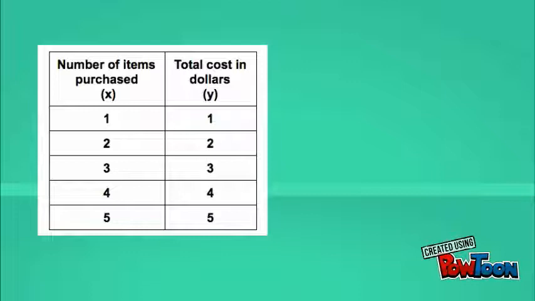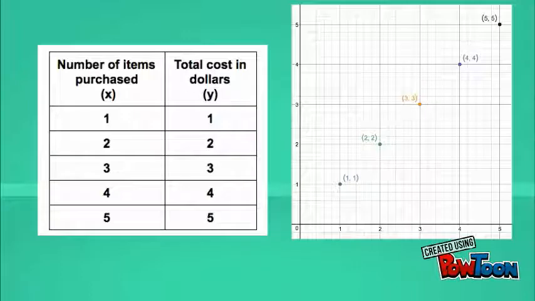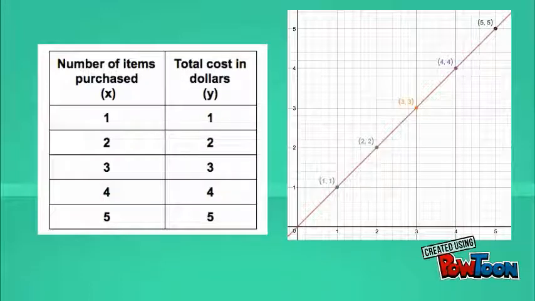So we will start by creating a table where x is our number of items purchased and y is our total cost in dollars. So for one item, we pay $1. For two, we pay $2, and so on. Then we graph those points from our table on the plane. When we draw a line through all of those points, we get a linear function.